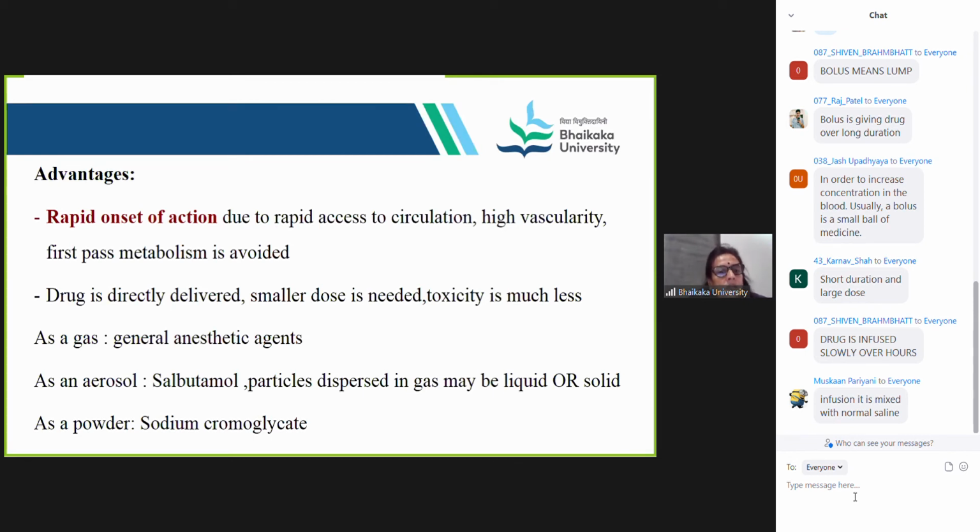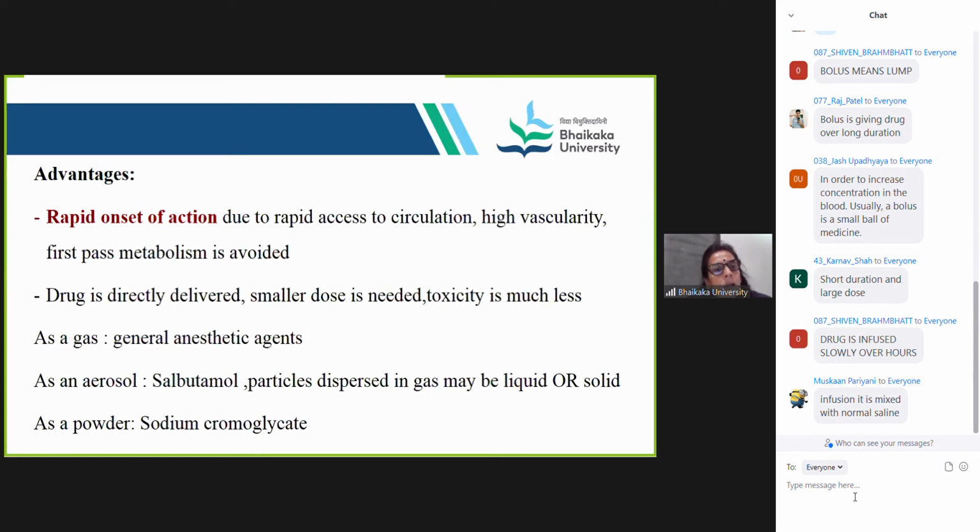So inhalational route, salbutamol is one of the drug examples in bronchial asthma. As a powder, there is another drug which is called sodium cromoglycate. That is also one of the drugs given in bronchial asthma, especially in allergic asthma, or maybe for the prophylactic treatment. So just now you remember the inhalational route and the example of the drug.